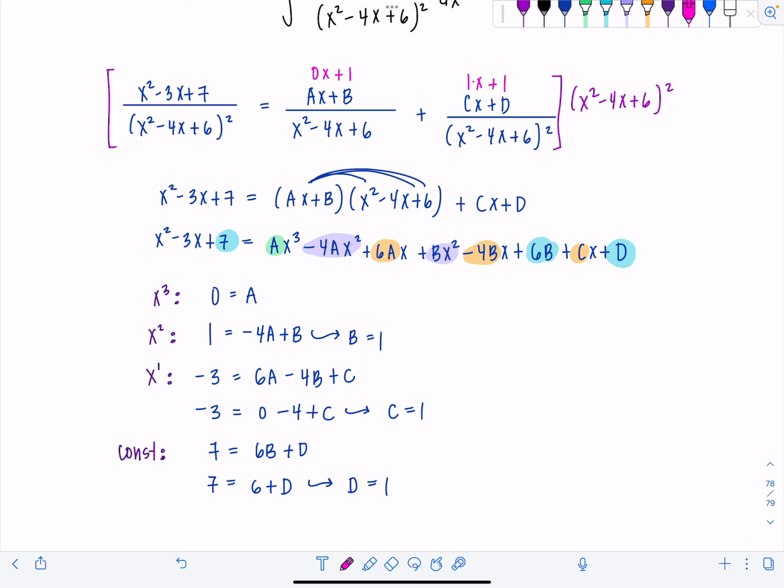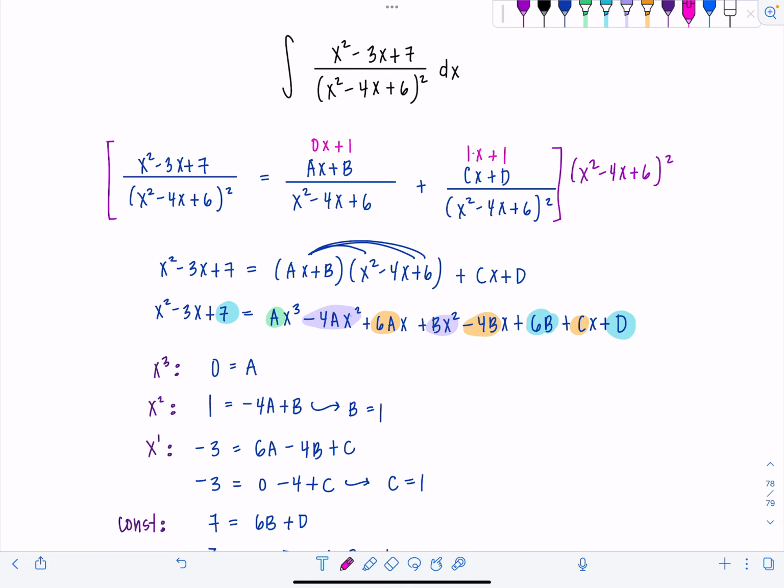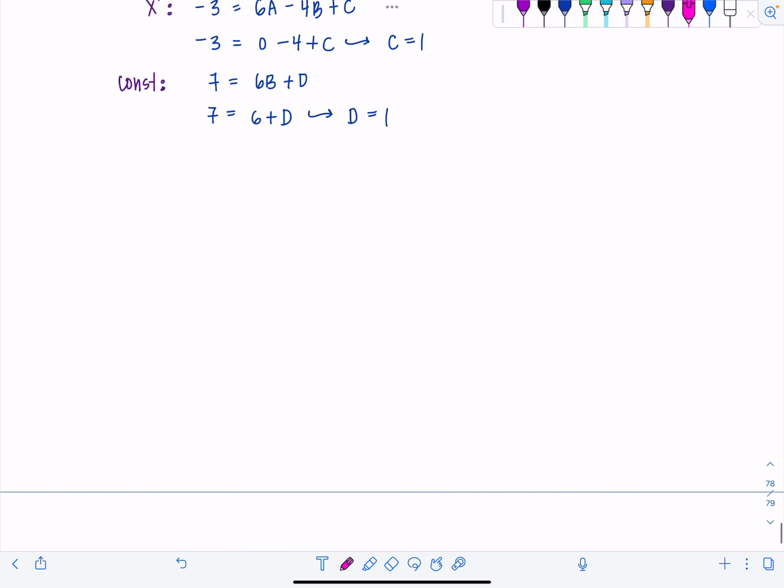What I'm going to do now is rewrite the original integral using the partial fraction decomposition and break it up into two terms. 1 over x squared minus 4x plus 6, and then x plus 1 over x squared minus 4x plus 6 squared. Okay, here we go. So now, let me write you a little narrative. Now we have the following. Yay. So b was 1, a was 0, so I don't have any x's in the numerator here.